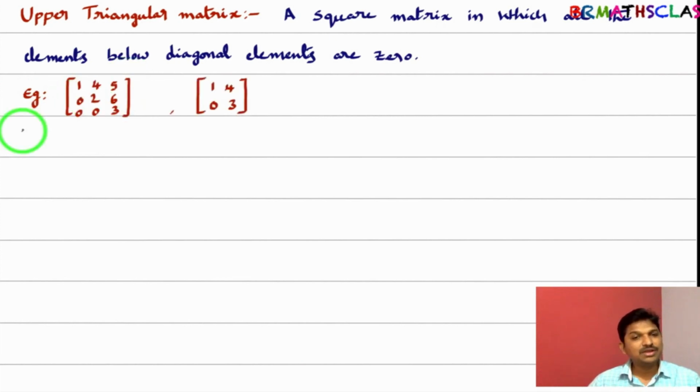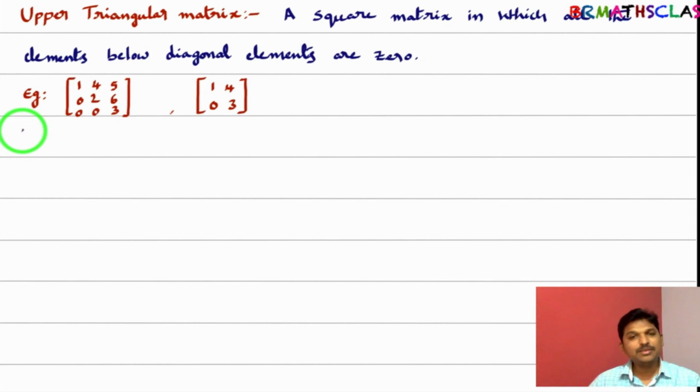See this example. What are the diagonal elements in this matrix? It is a square matrix or not? Yes, it is a square matrix. What are the diagonal elements? You see this 1, 2, 3. These are the diagonal elements. You observe all the elements below the diagonal are 0. So, in a square matrix, if all the elements below the diagonal are 0, then we say that it is an upper triangular matrix.